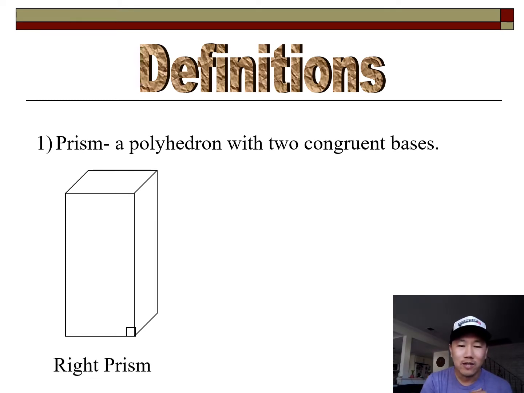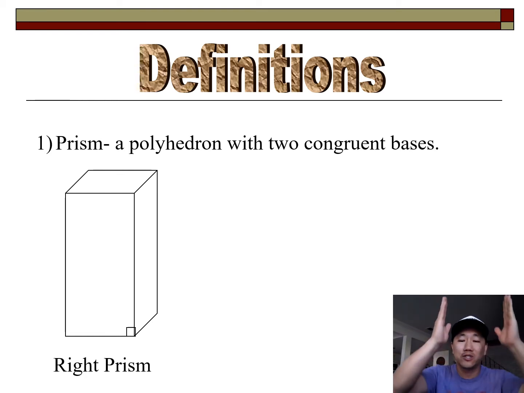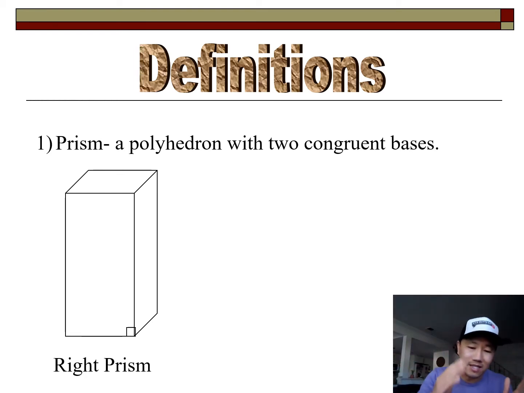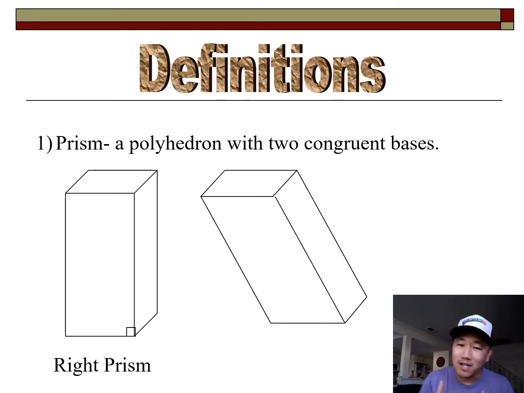Here we have what's called a right prism, which means it stands upright. It doesn't lean. When a prism does lean, it is called an oblique prism, but we are not going to be studying oblique prisms. We're just going to do right prisms in this chapter.